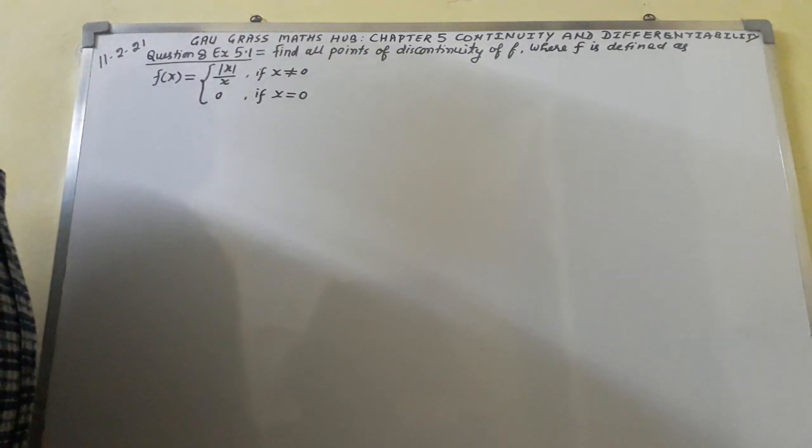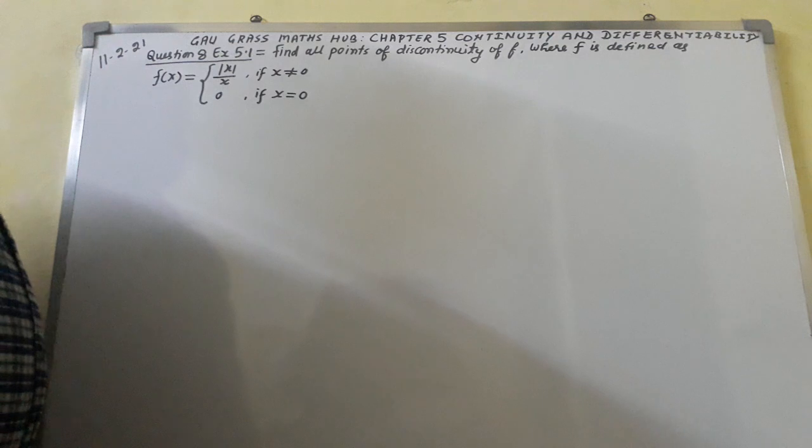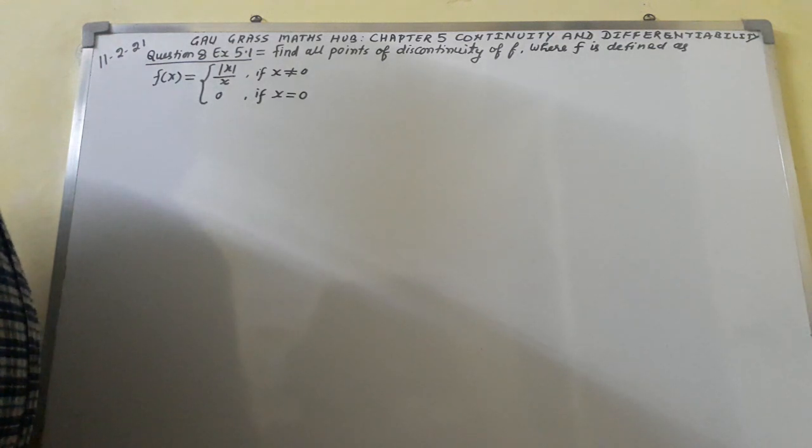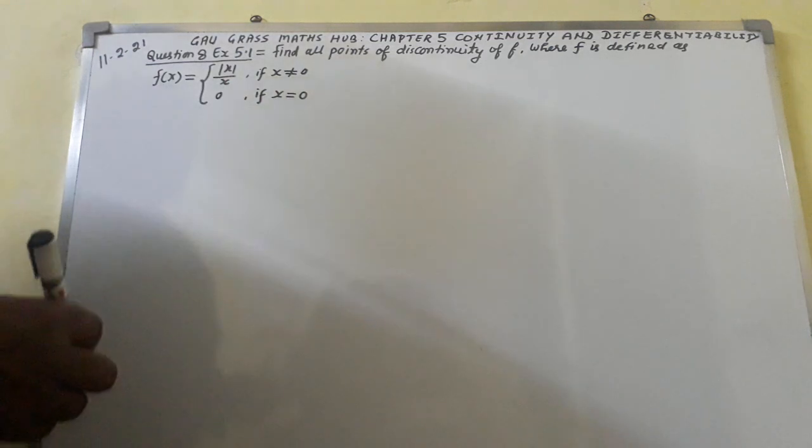I am going to discuss question number 8, exercise 5.1, taken from chapter 5, continuity and differentiability. Find all points of discontinuity of f, where f is defined as f of x equal to mod x over x, if x is not equal to 0, and f of x equal to 0 if x is equal to 0. This is the question I am going to discuss here.